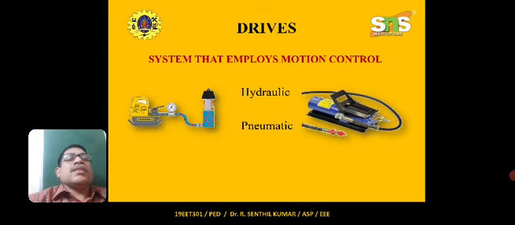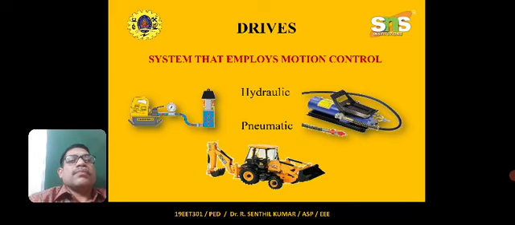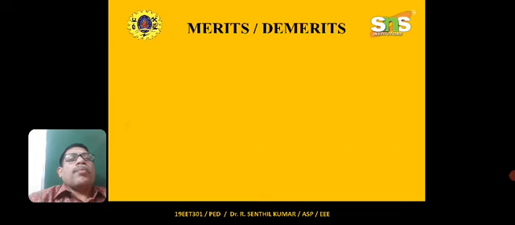Whereas on the right-hand side, see here, a blue colour cylinder and a pedal are there. This may be a pneumatic drive, where the control is taken with the help of air, whereas in the hydraulic drive, the control is taken with the help of oil. Any guesses what this is? Yes, JCB, a Proclain. Now let me see the merits and demerits of all these drives available from the invention.